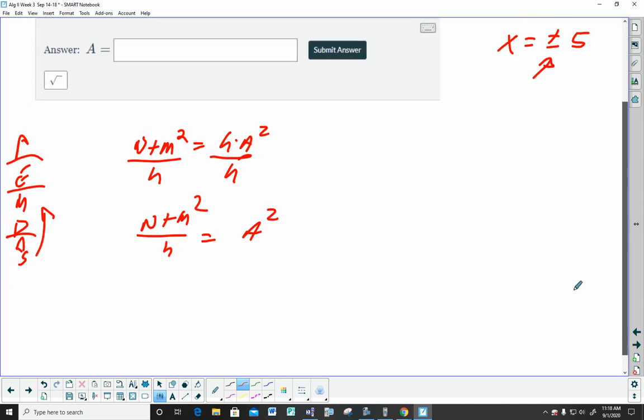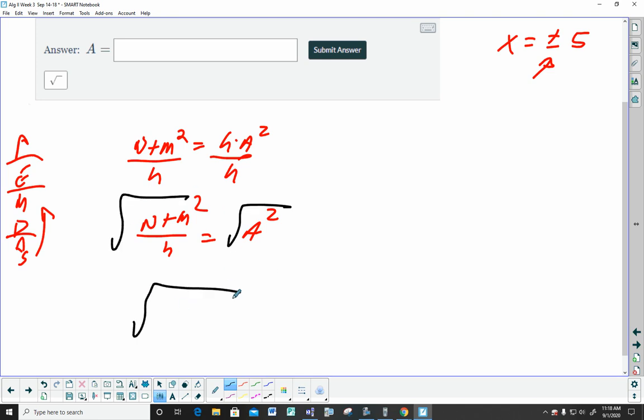Now you ask yourself, what will undo a square? Okay, a square root. So I'm going to square root the right. I'm also going to square root the left. So your final answer is the square root of n plus m squared over h is equal to a.